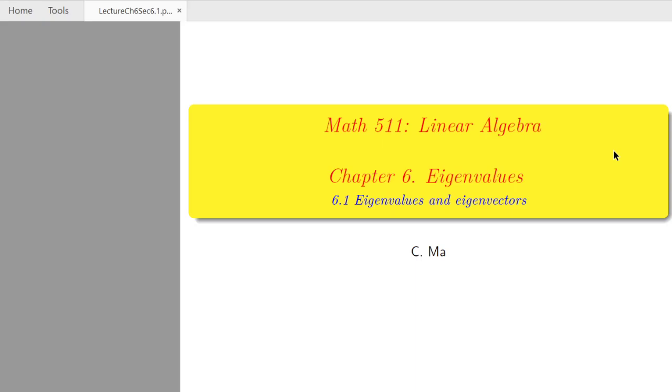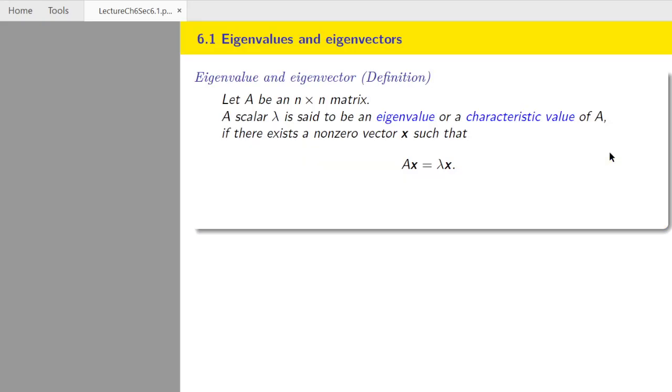Chapter 6 Eigenvalues. Let's start section 6.1 Eigenvalues and Eigenvectors. Suppose we have a square matrix A.